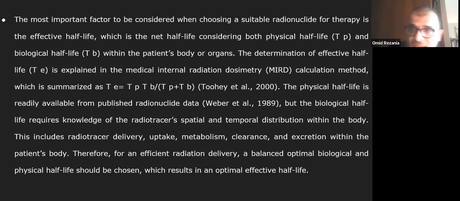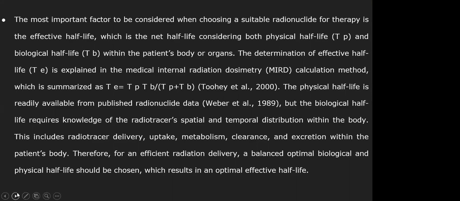That is very interesting and so hard. This page is lots of information. Effective time is the effective biological determination of the effective half-life. Effective half-life is the product of two half-lives, biological and physical, which is very interesting. You also said that the biological half-life requires spatial and temporal distribution. We have to know radiotracer delivery, uptake, metabolism, clearance. Oh my God, lots of stuff. Interesting. Thanks. Should I go to the next slide? Yes. Let me go to the next one.